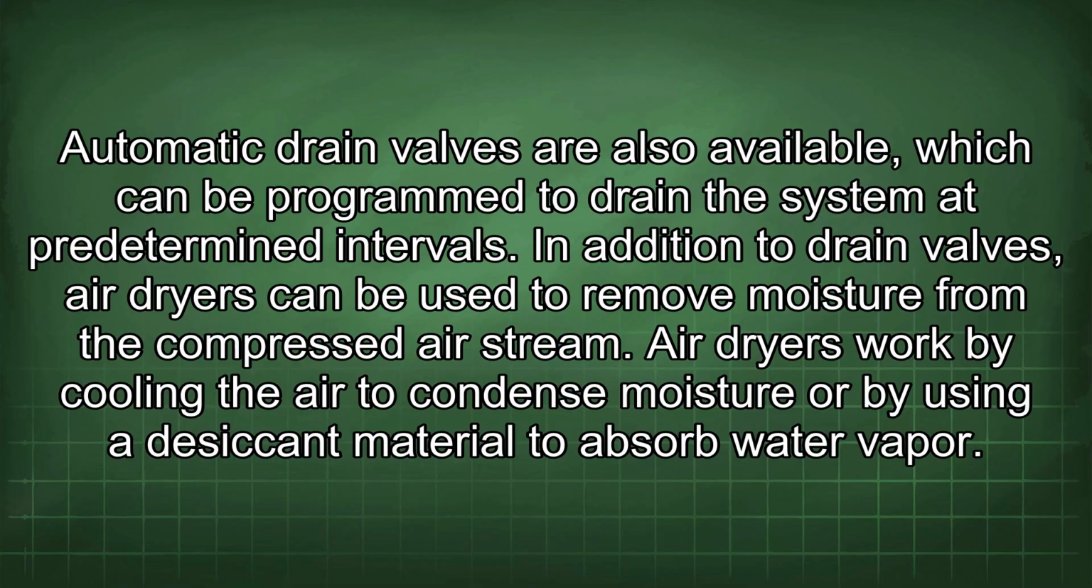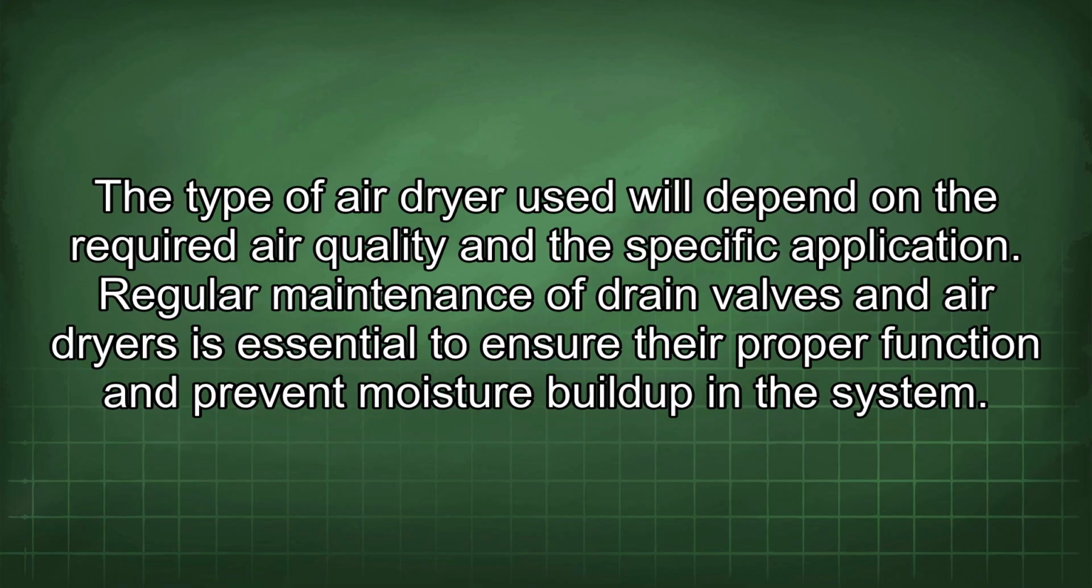In addition to drain valves, air dryers can be used to remove moisture from the compressed air stream. Air dryers work by cooling the air to condense moisture or by using a desiccant material to absorb water vapor. The type of air dryer used will depend on the required air quality and the specific application. Regular maintenance of drain valves and air dryers is essential to ensure their proper function and prevent moisture buildup in the system.